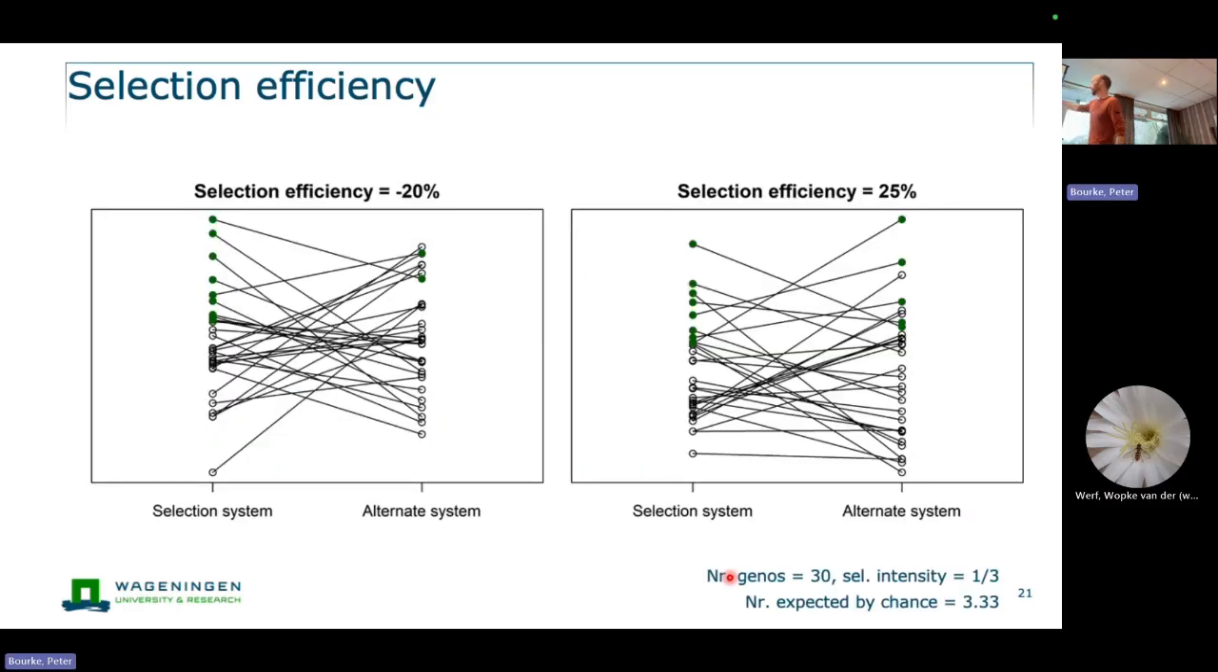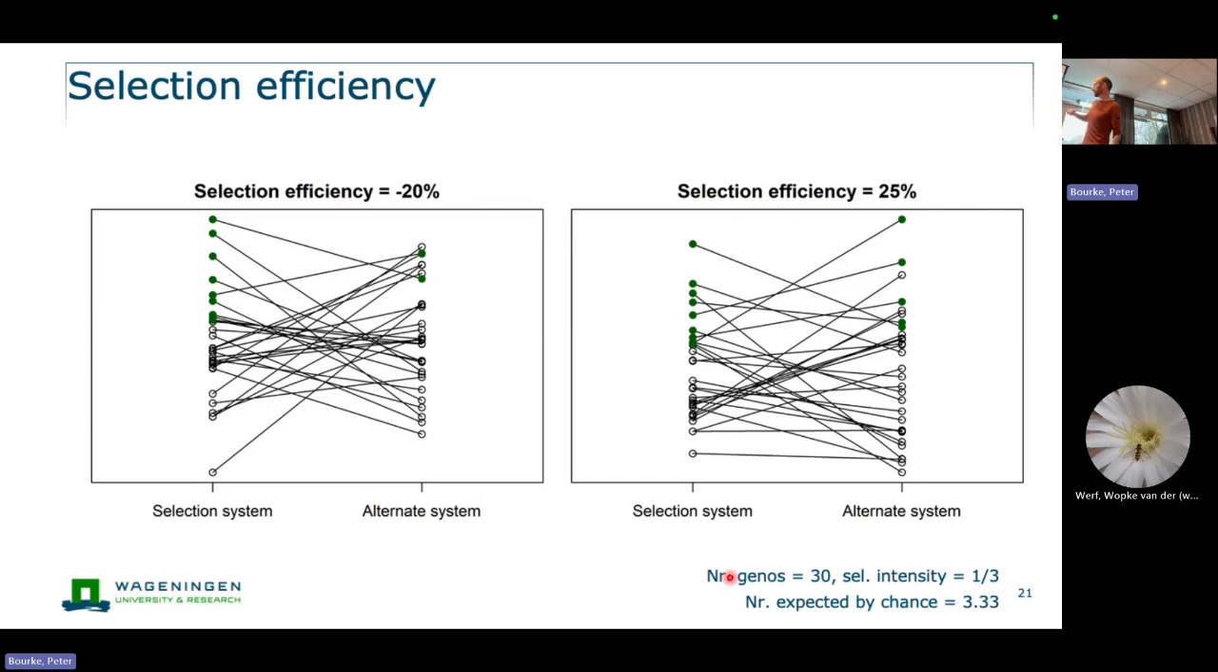If we looked at this, here's 30 genotypes on the y-axis. Maybe it's their yield, I don't know. And the candidates that we select in both systems are colored green. So here's an example of a negative selection efficiency. You might as well have put on a blindfold and just pick names out of a hat, because here you're doing worse than you would expect by chance. This is a negative selection efficiency.